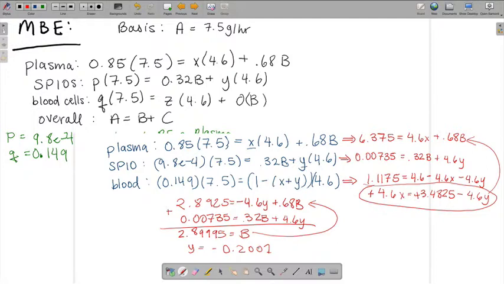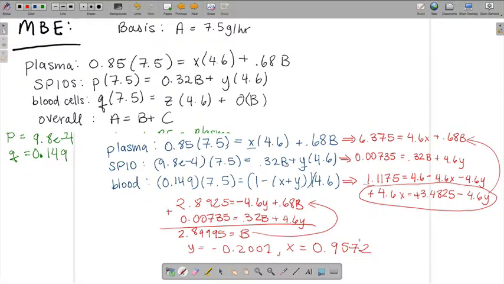So if we know that our y is negative 0.2001, we then know that our x is 3.4825 minus 4.6 times negative 0.2001, and then divided by 4.6, sorry. So x is 0.9572.